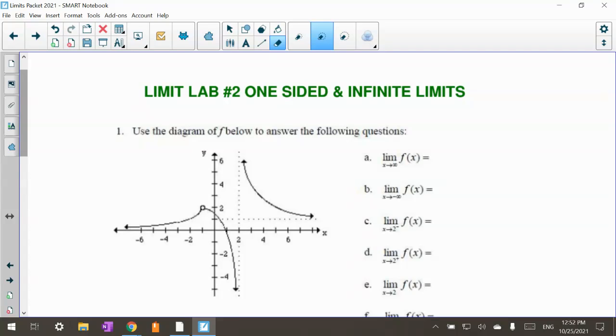So this is the first one. It says, use the diagram of f below to answer the following questions. They want to know the limit as x approaches infinity. So positive infinity, as you know, is here to the right. Negative infinity is here. For y, it's positive infinity, and down here it's negative infinity. That just kind of sets you up here.